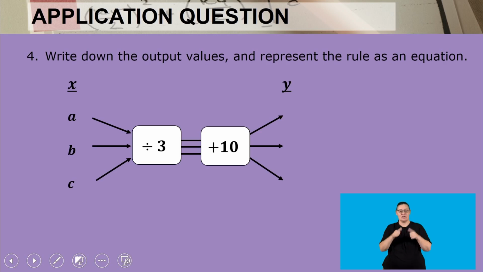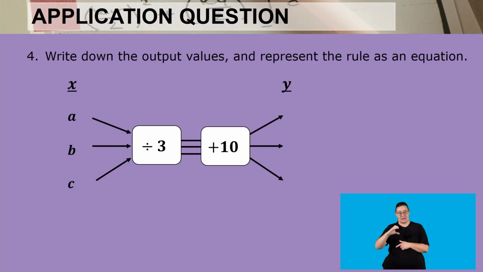Let's look at the last question that we have been given here, and this is just to write down the output values and represent the rule as an equation. We have been given variables as the input values, and we are supposed to write down the output values for starters, and then write down this rule as an equation or in an algebraic form. The first input value that we have been given is A. So we are going to take that A, divide it by 3, and add 10. Because this input value is a variable, we cannot simplify that further.